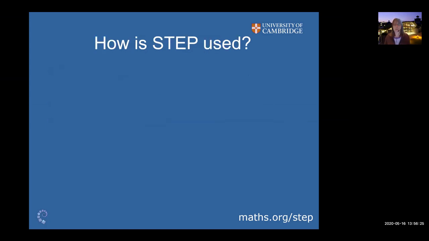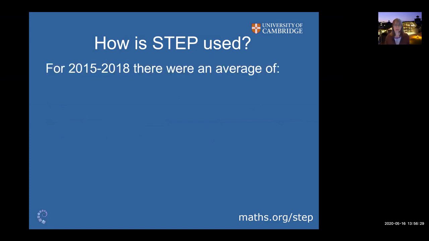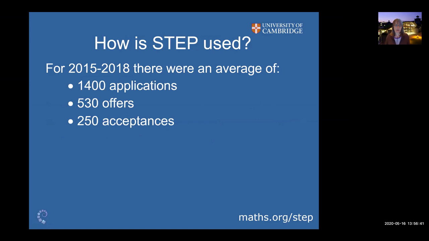Okay, how do we use STEP? So we use STEP in a couple of ways. As I said, we use it as an admissions tool. To give you an idea of some numbers, if we look at the years 2015 to 2018, on average, there were about 1,400 applications to do maths at Cambridge. We made about 500 offers, and there were about 250 acceptances.